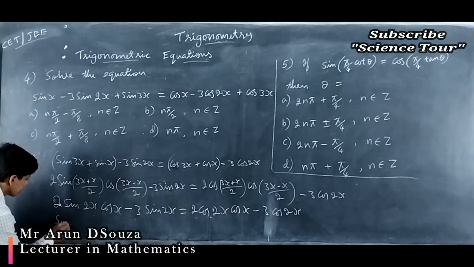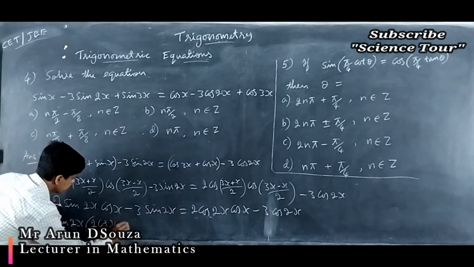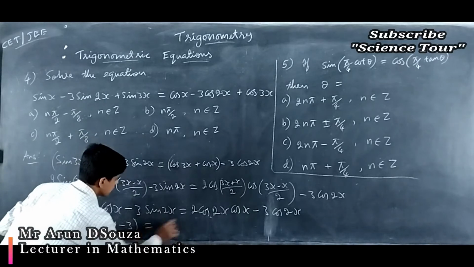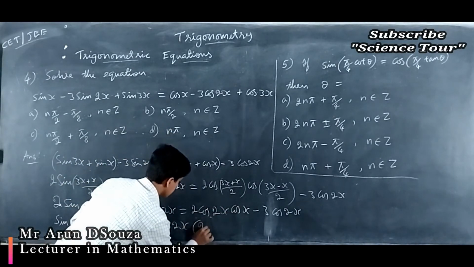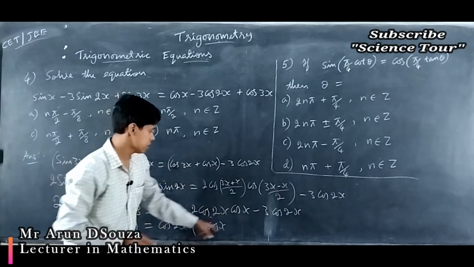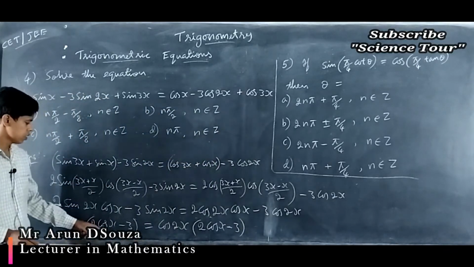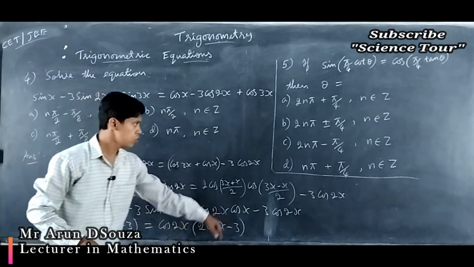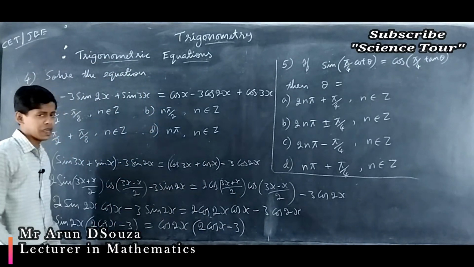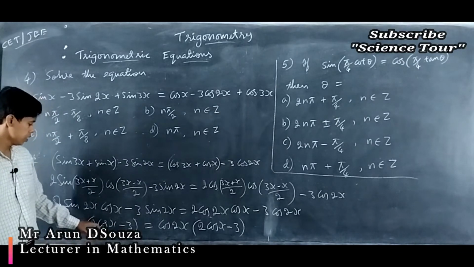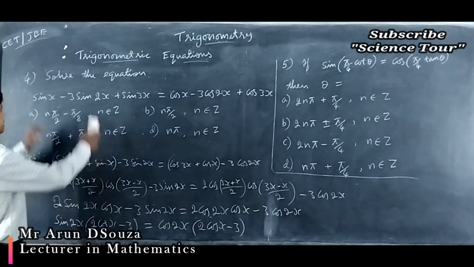So I am taking sine 2x common, so that will give me 2 cos x minus 3, that is equal to, taking cos 2x common, 2 cos x minus 3 common. So now look at this, you have 2 cos x minus 3 here, and here also 2 cos x minus 3. So can we cancel it on both sides? What do you mean by cancelling both sides? You are dividing by 2 cos x minus 3 on both sides. So are you allowed to divide by it?